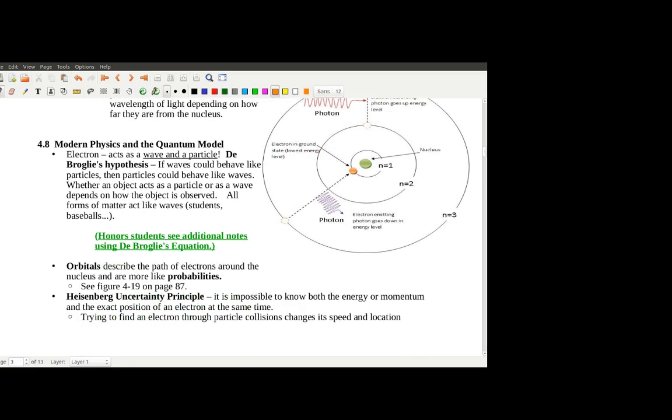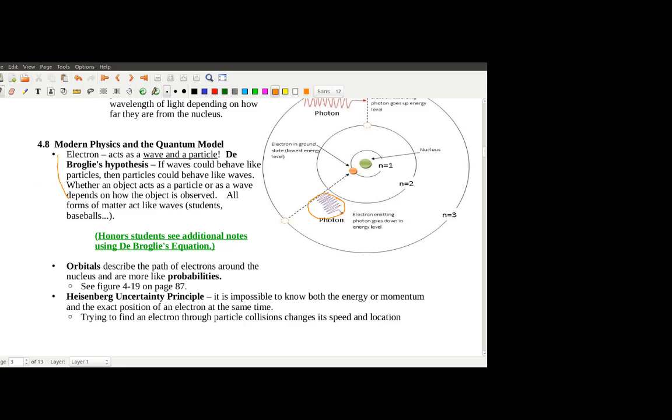Now the honor students, you're going to have additional notes on de Broglie's equation, which we will talk about later. Now, in the quantum model, electrons act as a wave and a particle. So everybody has to know this general information. Electrons, and we saw that here. Look at these guys. This is a photon of light, and a photon acts like a wave and a particle. Electrons act like waves and particles.